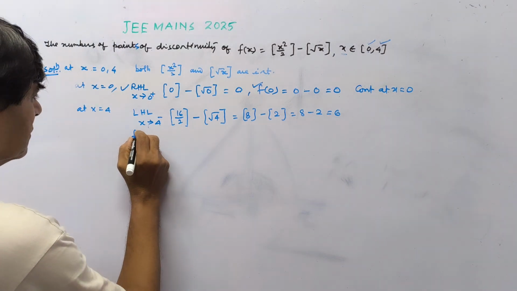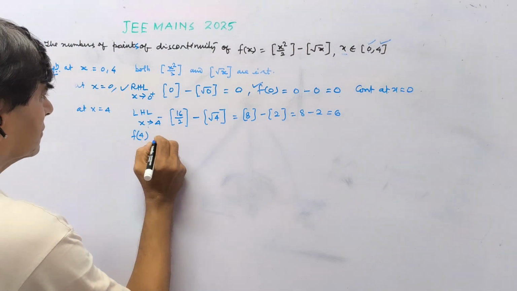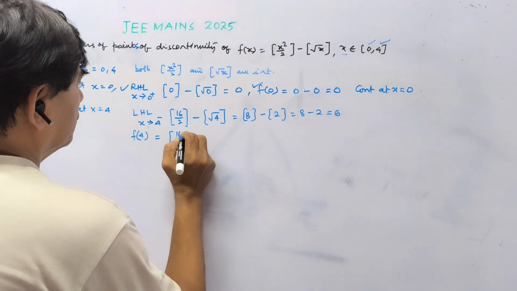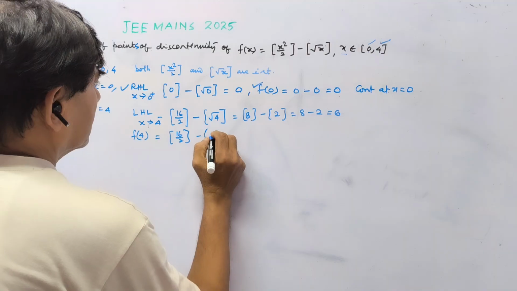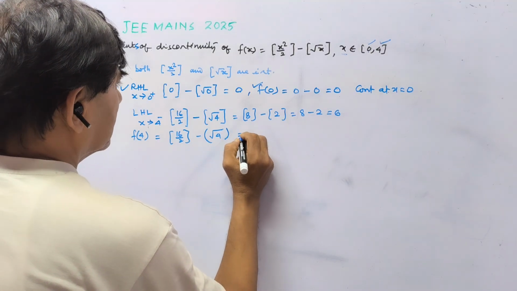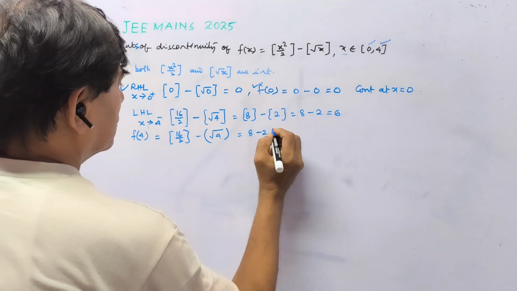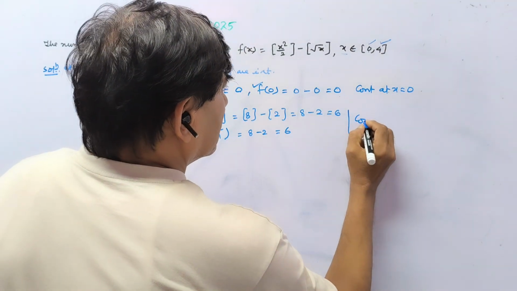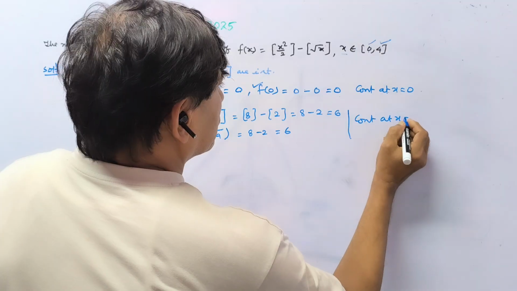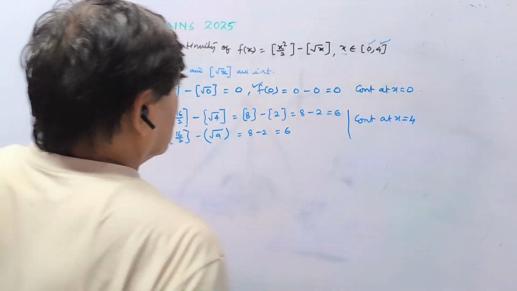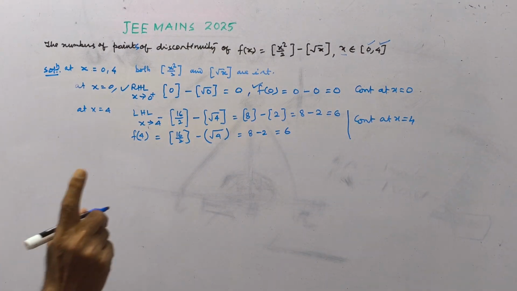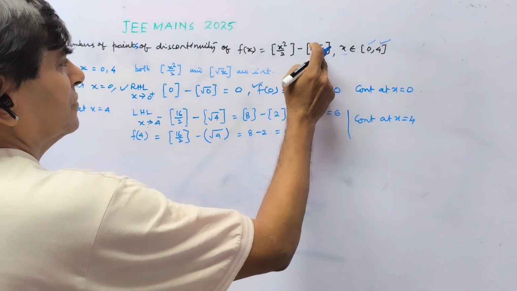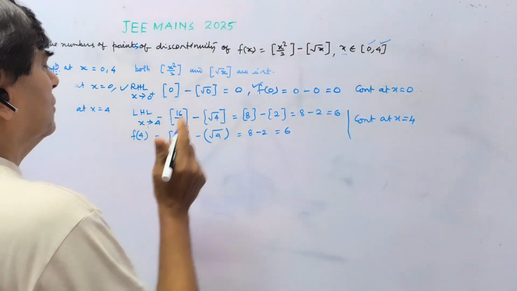And f(4) is what? Put the same thing, it is coming here. See, 16 by 2 minus the square root of 4. This one is equal to 8 minus 2 and this is 6. So continuous at x is equal to 4. Okay. Now the integer is here 1. This one will be discontinuous at x is equal to 1.